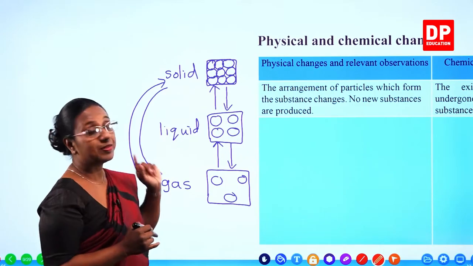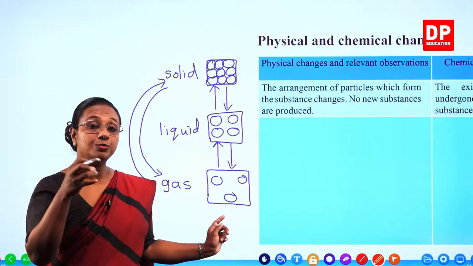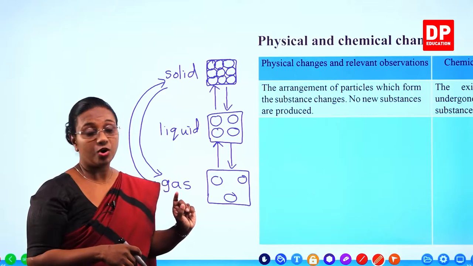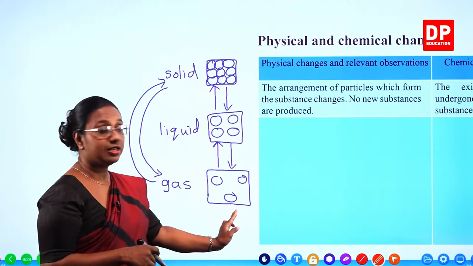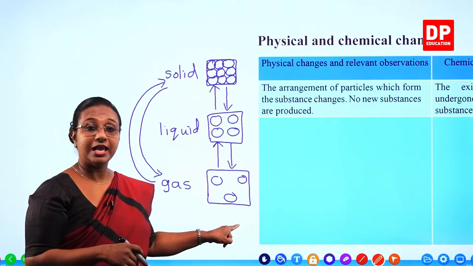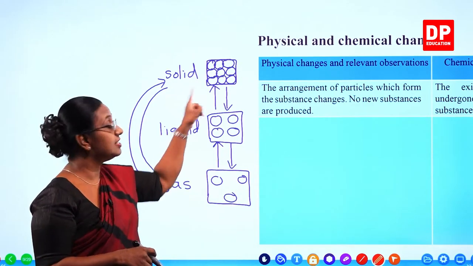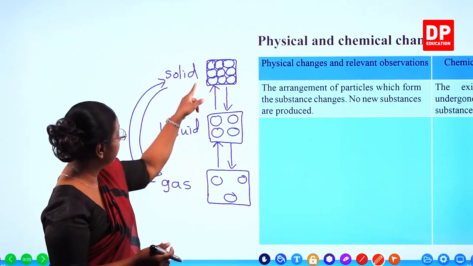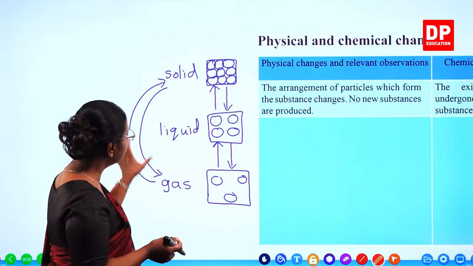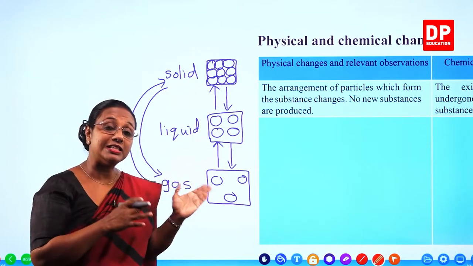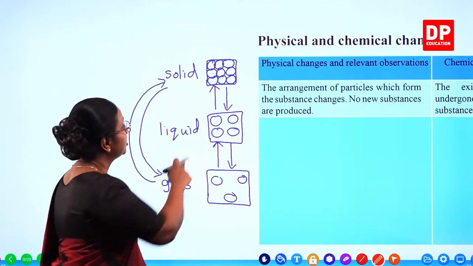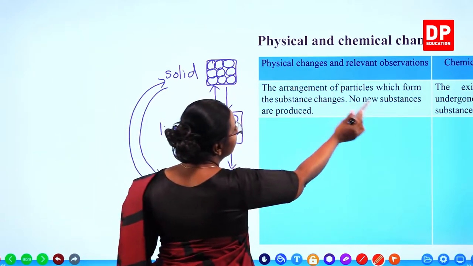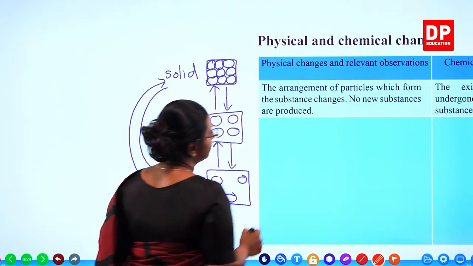Like we saw the naphthalene becoming vapor. As you put it into the hot spoon, it becomes a liquid as well as vapor is evolved. It can be either directly from solid to gas or solid to liquid to gas. Again, you saw the vapor condensing to form the solid. Vapor solidified. So again, gaseous state to solid state. So here there can be change between the three states, and during that change only the rearrangement of particles occurs. So the arrangement of particles which form the substance changes.